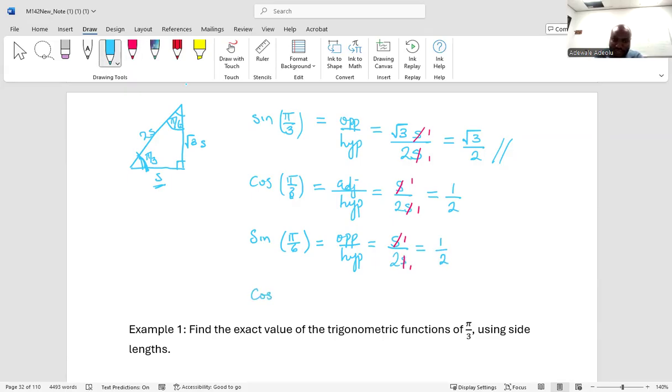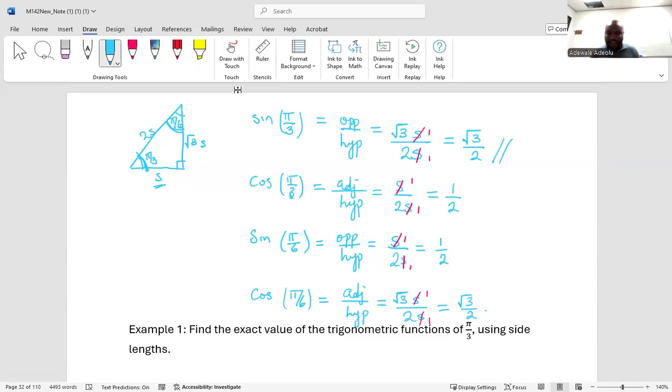And lastly, cosine of pi over 6 is adjacent divided by hypotenuse. Adjacent to this angle pi over 6 is root 3s divided by hypotenuse, which is 2s. And that is s cancels s, and we do have root 3 divided by 2. So again, we have cosine of pi over 6.